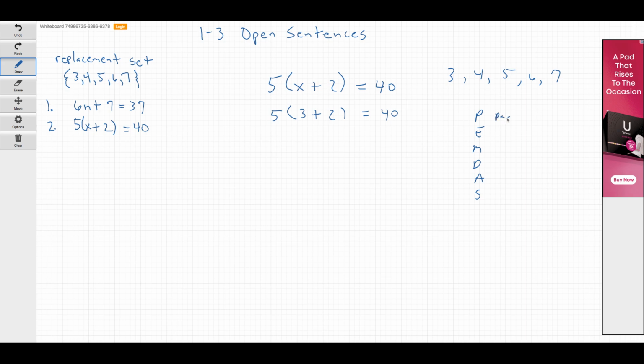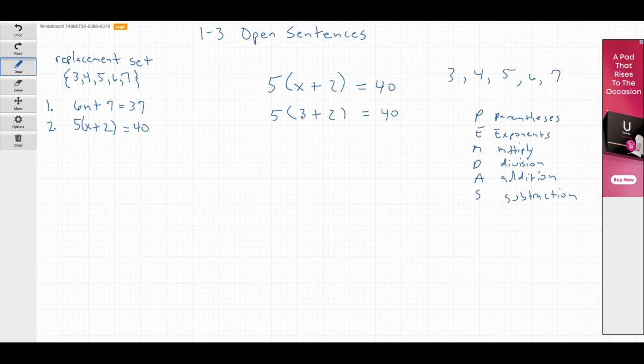First thing is parentheses. You do what's in parentheses first. Next is exponents. Next is multiplication. Next is division. And then you have addition, and then subtraction.